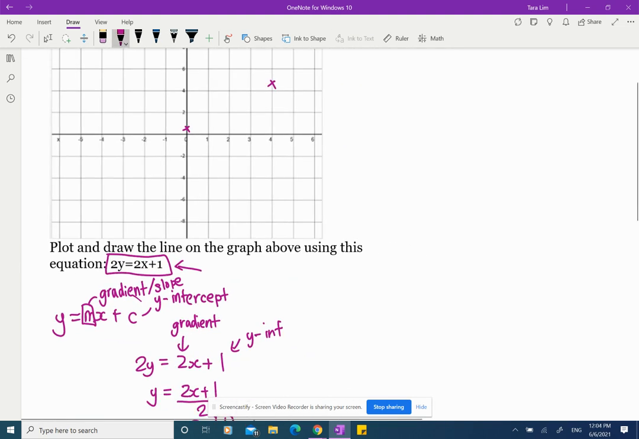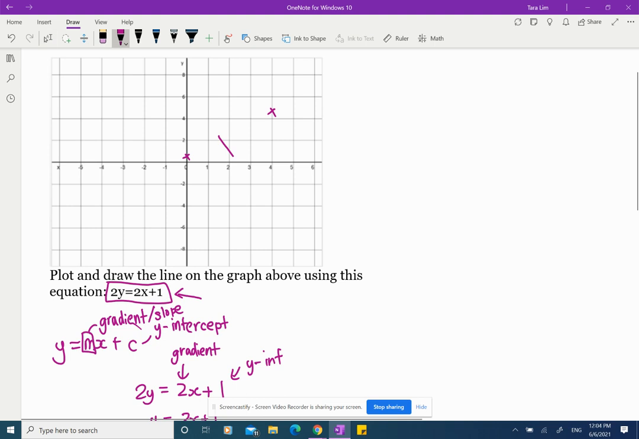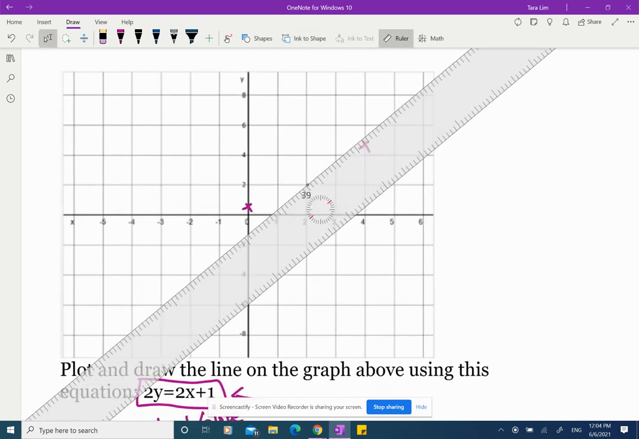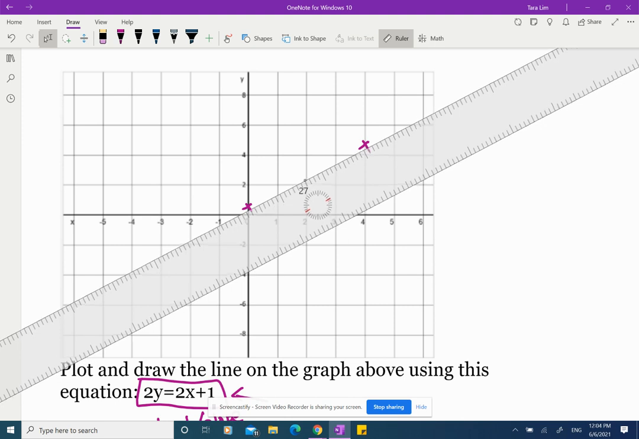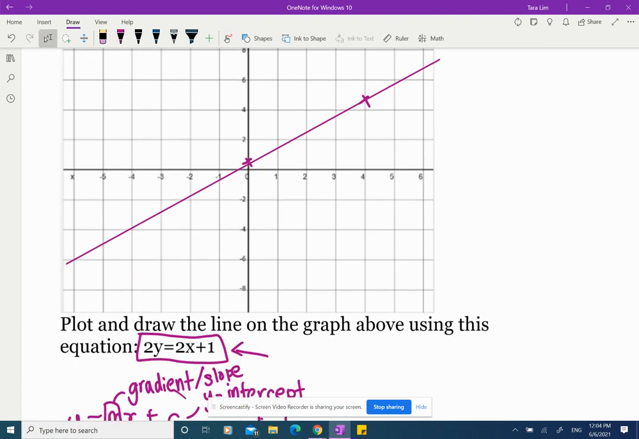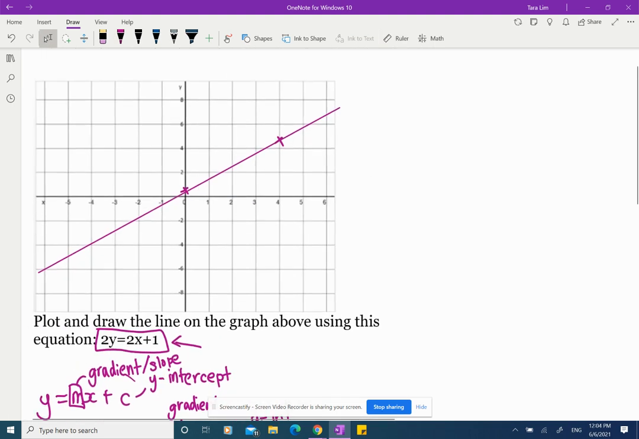So now we can draw the line with 2 plots. If you want to be more accurate, you can plot a lot more points, which would take more time but be a lot more accurate. But in an exam or a quiz, it's best to do just two plots. And that's how we have drawn the line using 2y equals 2x plus 1. So the equation of this line is 2y equals 2x plus 1.